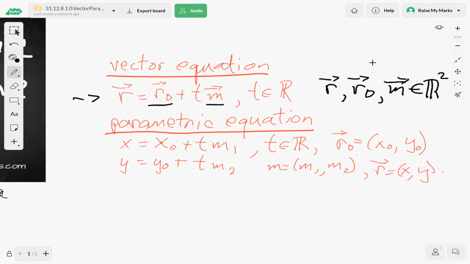Our parametric equation of a line is very similar. We're just taking out the coordinates from our vector equation. So we have the x coordinate of our line, and our y coordinate. Here the m1 and m2 make up a vector in R2, and that is the direction vector. x0 and y0 is like a point on the line that makes up our R0. So these two forms of the equation of a line are actually interchangeable quite nicely.